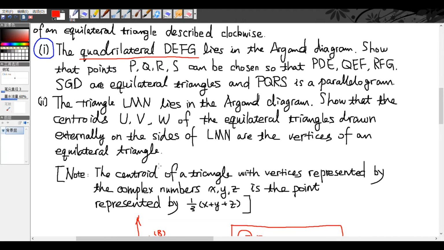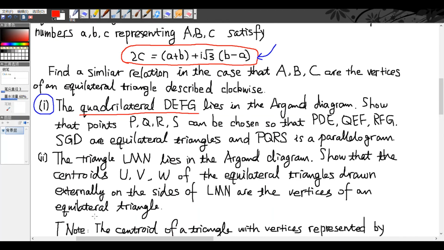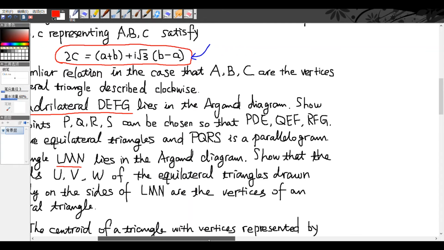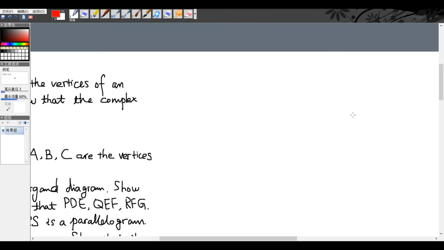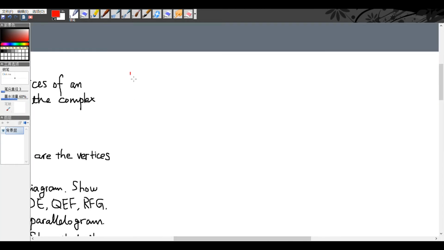The next sub-question is saying that the triangle LMN lies in the Argand diagram. Show that the centroids UVW of the equilateral triangles drawn externally on the sides of LMN are the vertices of an equilateral triangle. So what this problem means is that, firstly, we have our Argand diagram.